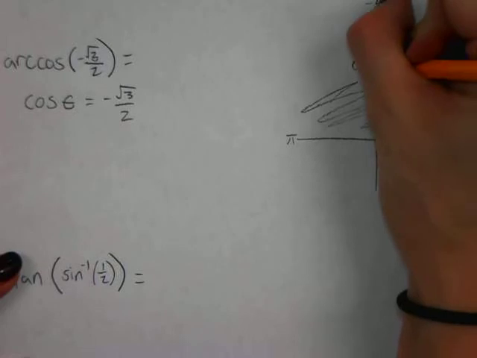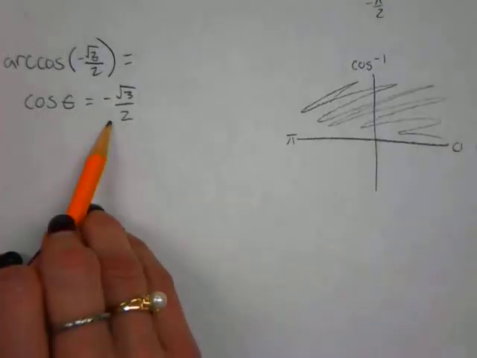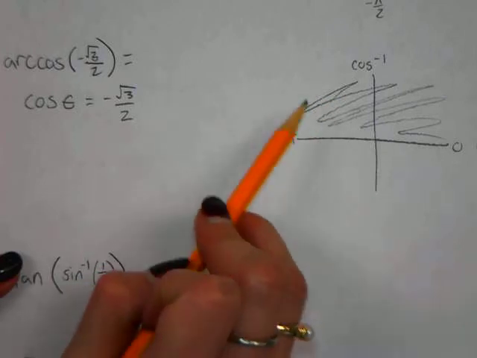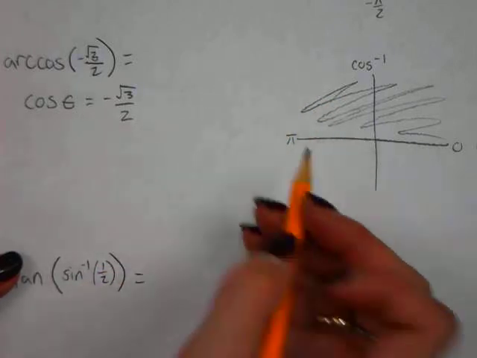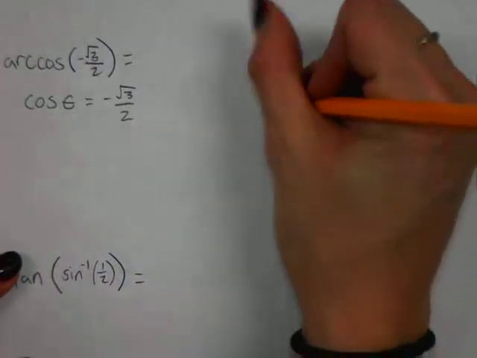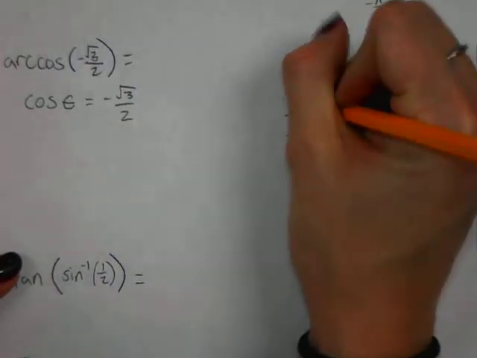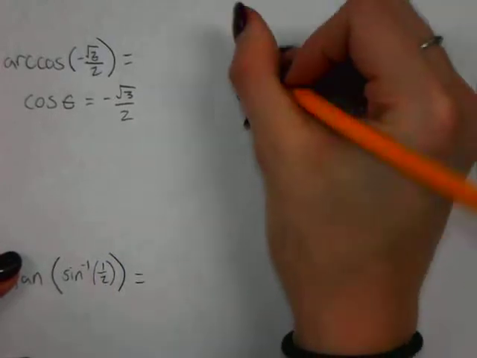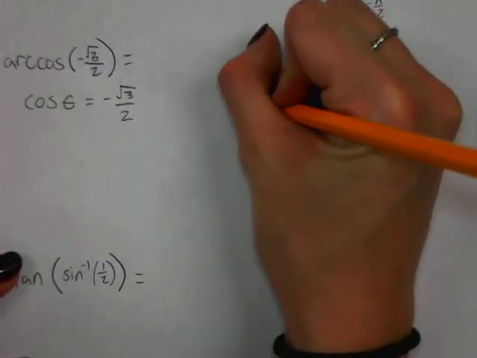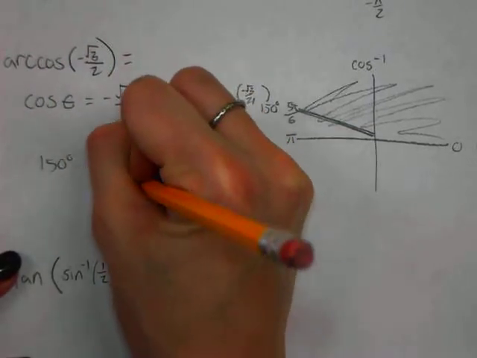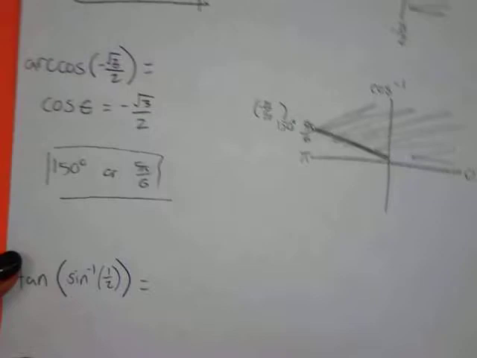So let's think about what angle would have negative root 3 over 2. It would have to be in the second quadrant where cosine's negative, and that's going to happen right here at either, you could call it 5 pi over 6 or 150 degrees. Either one of those would work for that. 5 pi over 6. Great.